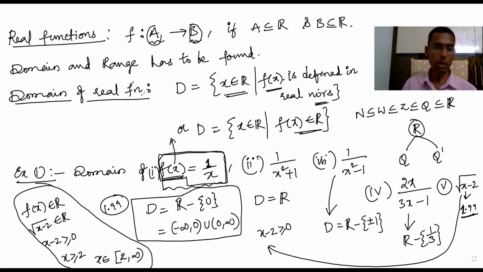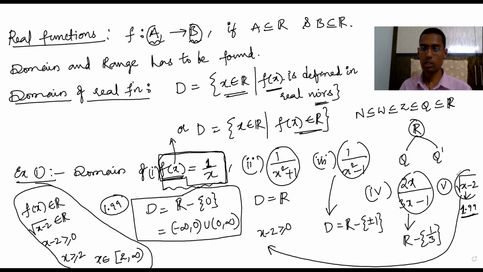So that is what the domain is. So now what I'm saying is, they say f of x equal to either this or this or this or this. So it simply means that's a real function. Real function means what? Domain and range. We need to understand just by seeing the function.